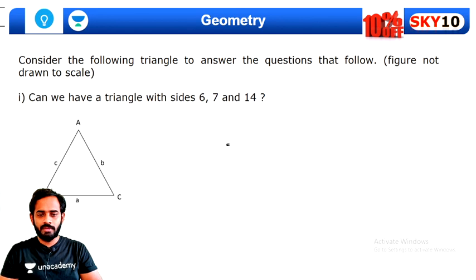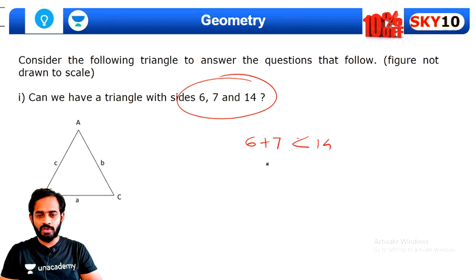Here 6 square plus 7 square and 14 square. 6 square is 36, and the question is, can we have a triangle with sides 6, 7 and 14? Now just tell me one thing. 6 plus 7 is less than 14, because 13 is less than 14.